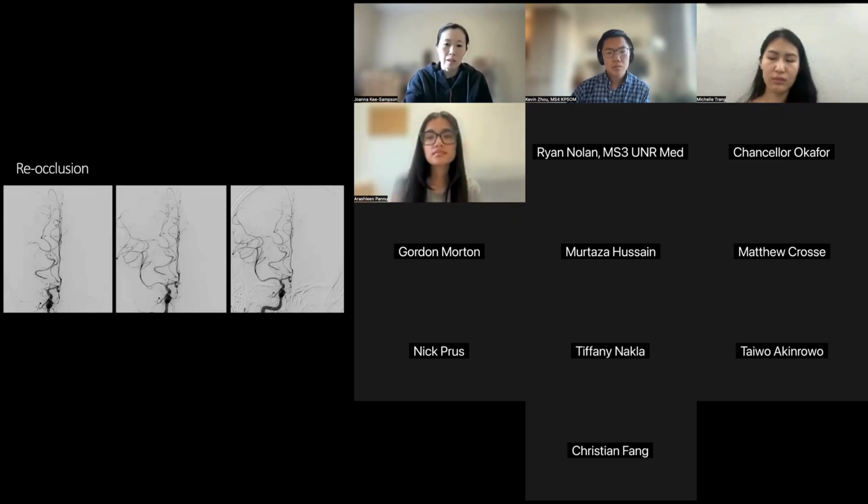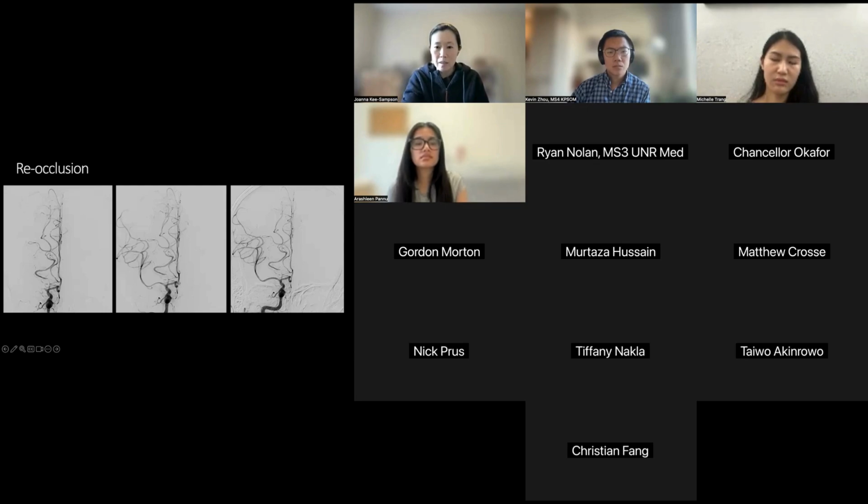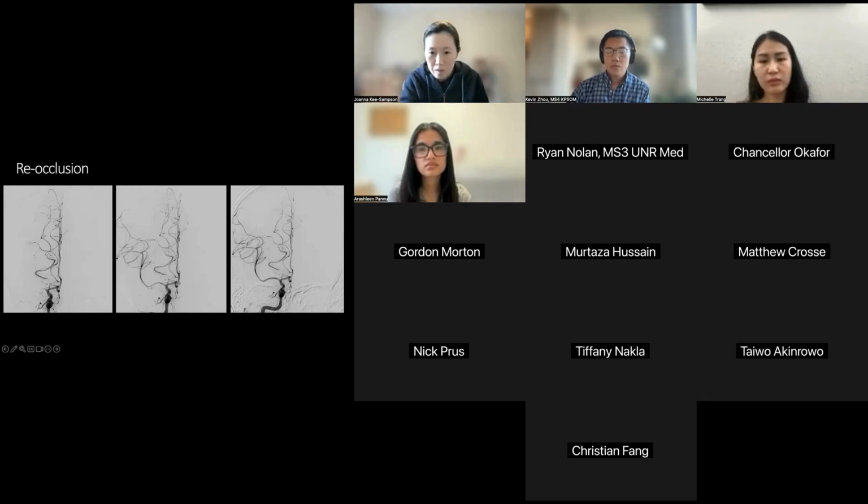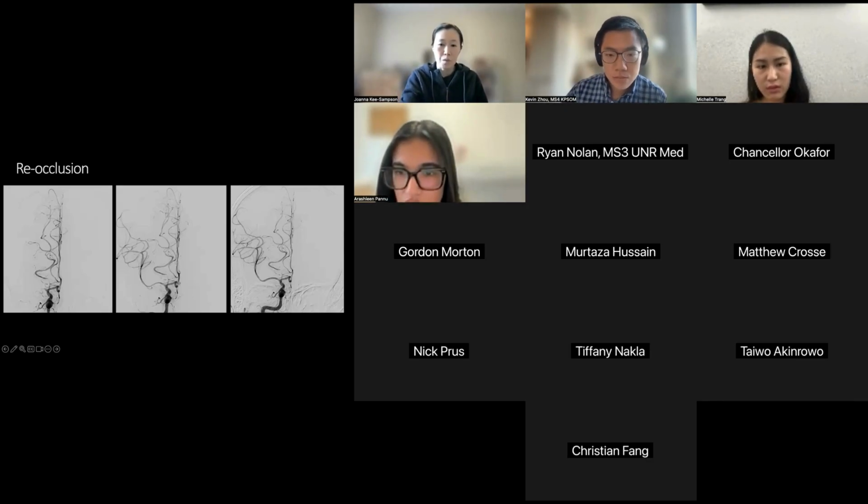And so this was a case of a patient with pretty severe intracranial atherosclerotic disease who presented with a right M1 occlusion. After the thrombectomy was performed, they immediately reoccluded because of the severe underlying intracranial atherosclerotic disease, and that necessitated putting a stent to keep that M1 open. So it's a little tough to see it here, but there's a stent here.